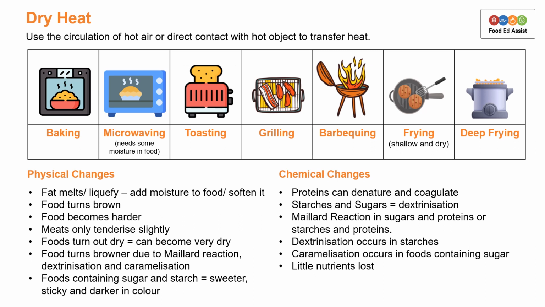So the chemical changes that can occur during dry heat are proteins can denature and coagulate. Starches and sugars can dextrinize in dextrinization. The Maillard reaction causes the sugar and proteins or the starch and proteins to turn brown. Dextrinization occurs in starches. They go brown. Caramelization occurs in food containing sugar. That also goes brown and a stickier and darker colour. And little nutrients are lost during dry heat. So there's lots of physical and chemical changes with dry heat.